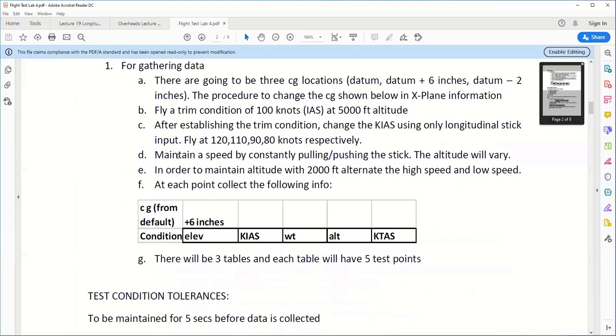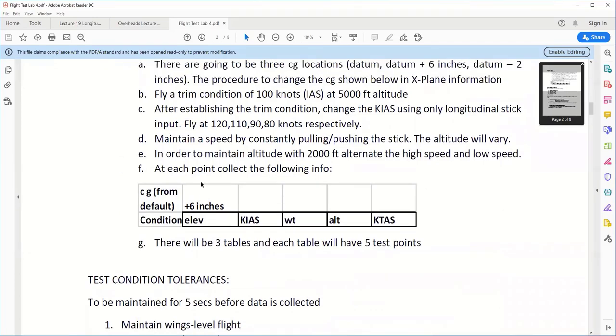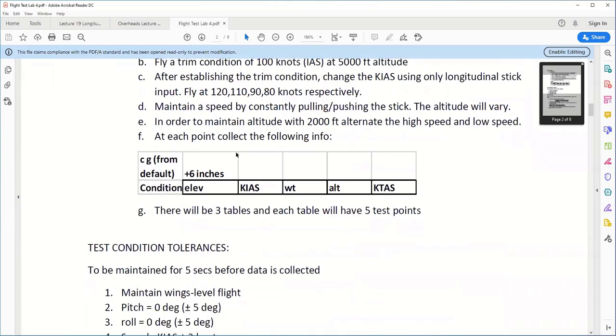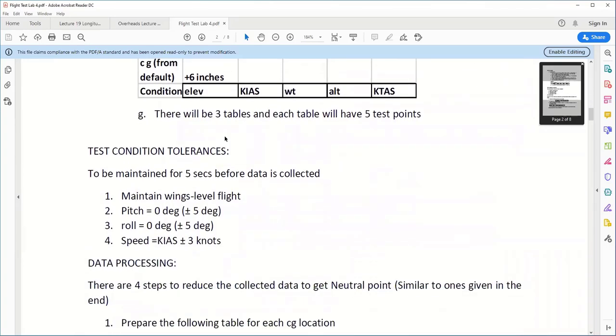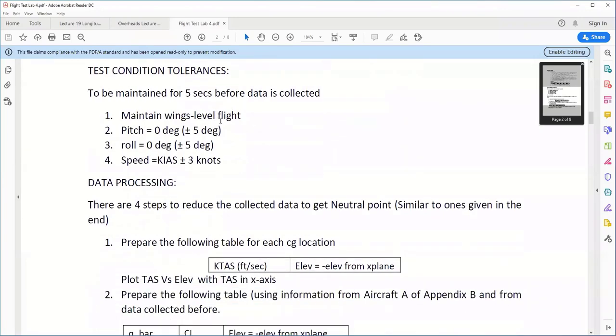No problems. You have to understand that we are flying 3 CG conditions. That means we will have 3 tables, one for each condition. And inside each table you'll have points at 120, 110, 100, 90, and 80. We are going to fly and maintain level flight for 5 seconds, and then we note down the data. So let's go for any questions till now on the test conditions and data collection. Any questions?